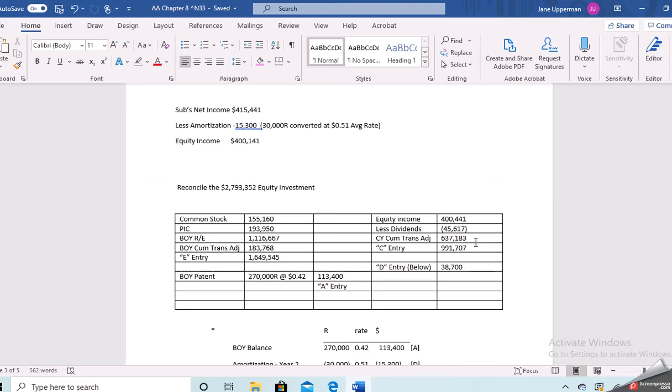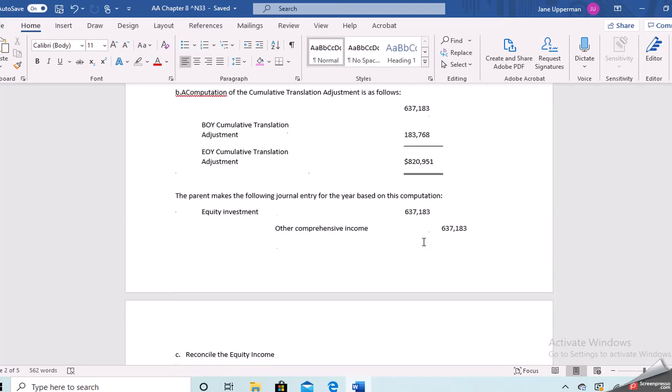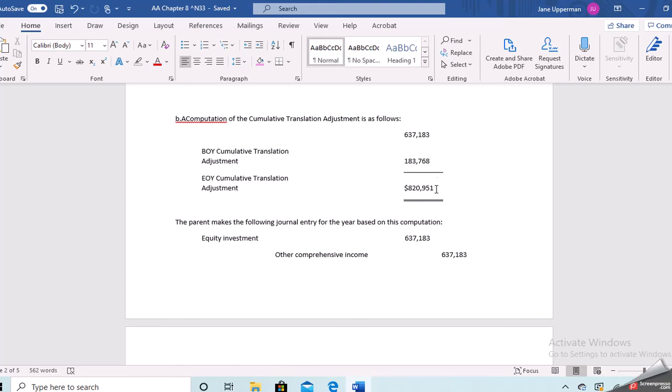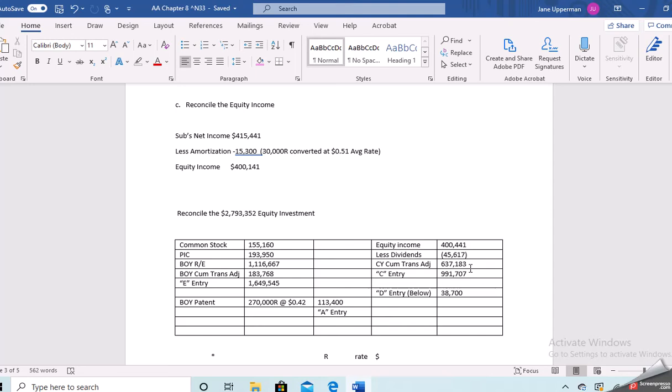So then the only thing though that's added here now is our current year cumulative translation adjustment. So again, we were able to back into that number. We know where it ended on our translated balance sheet. We know where it began because they gave it to us in the problem. So the difference is the current year translation adjustment. So that goes in there. And then we total those up, and that is our C entry.